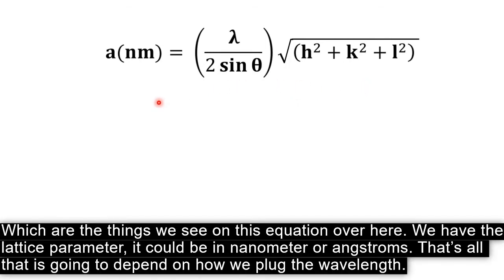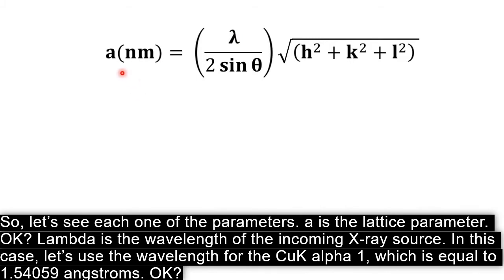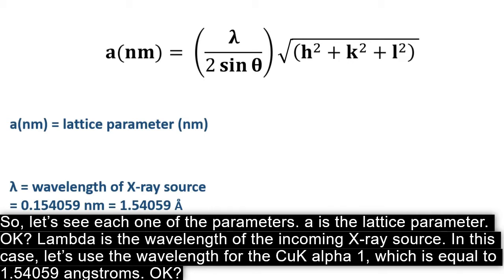Which are the things we see on this equation over here? So we have the lattice parameter. It could be in nanometer or angstrom. That's all going to depend on how we plug in the wavelength. So let's see each one of the parameters. A is the lattice parameter. Lambda is the wavelength of the incoming X-ray source. In this case, let's use the wavelength for the copper K alpha 1, which is equal to 1.54059 angstroms.